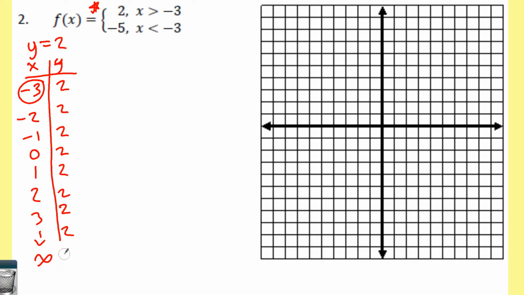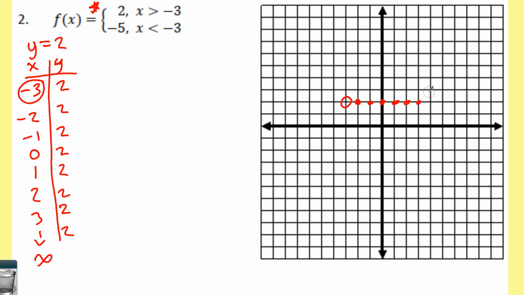So we plug those into our graph. So negative 3 comma 2. Oh, what did I just do? Need an open circle. I hated that. Okay, sorry, I know, I'm a perfectionist. Okay, and then negative 2, 2. Negative 1, 2, 0, 2.